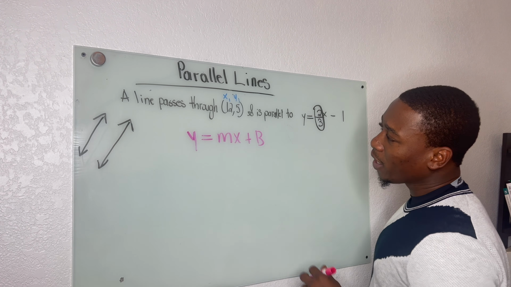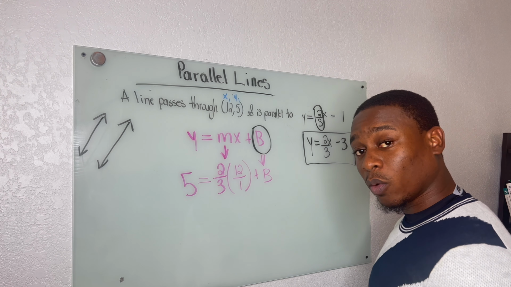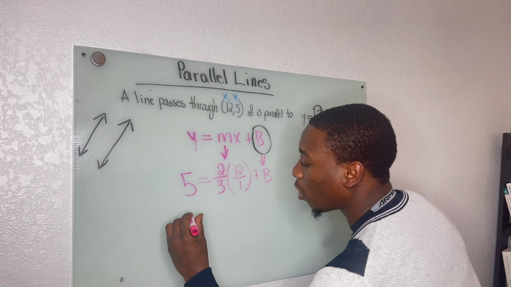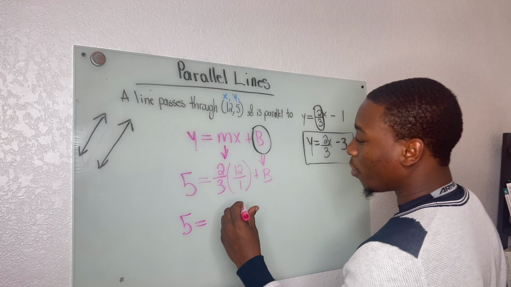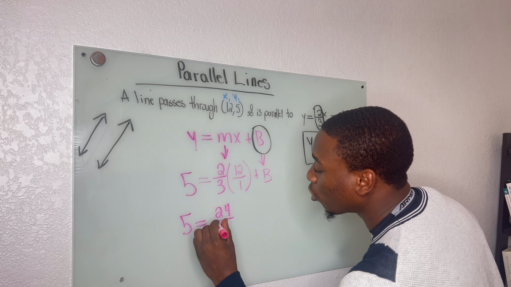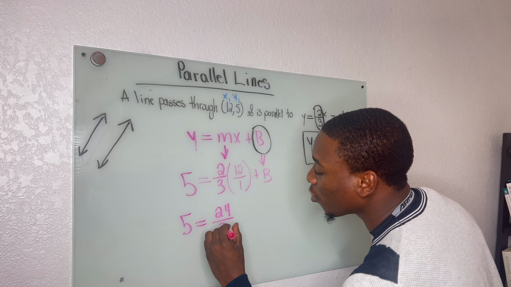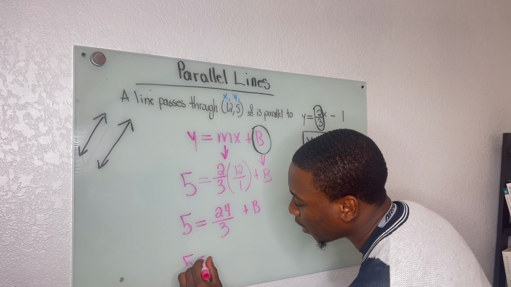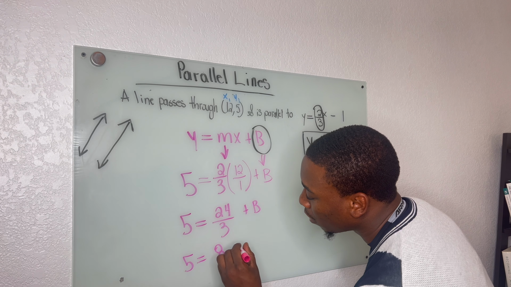So now we're going to see if we can rework this problem and get to our previous answer, which was y is equal to 2 over 3x minus 3. Let's see if with this method we get the same exact answer as the previous method that we used. So now I'm going to start solving so I can get b by itself. On this side, we're going to have the same 24 over 3 once we multiply our fractions, plus b. So to simplify this, let's turn it into a whole number, right? 5 is equal to 8 plus b.